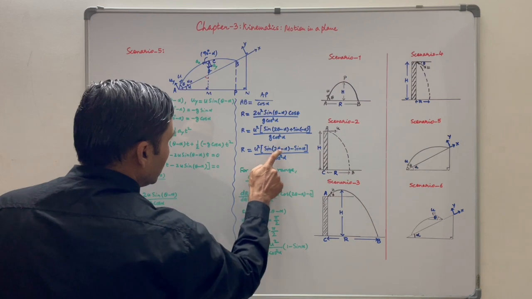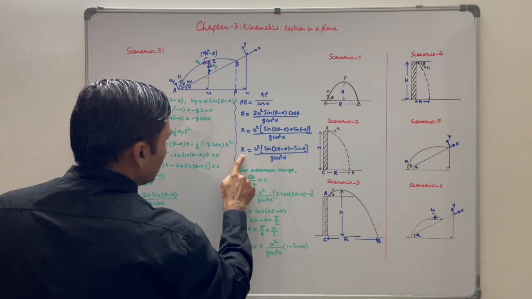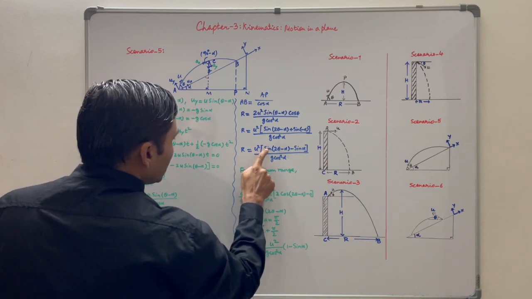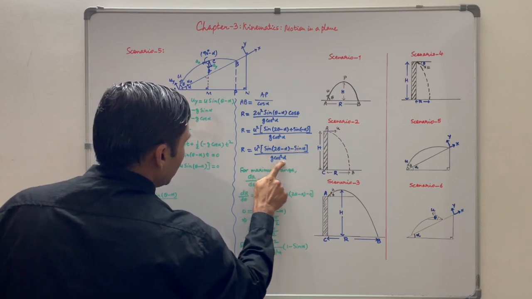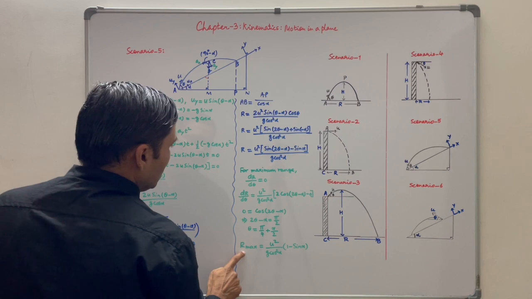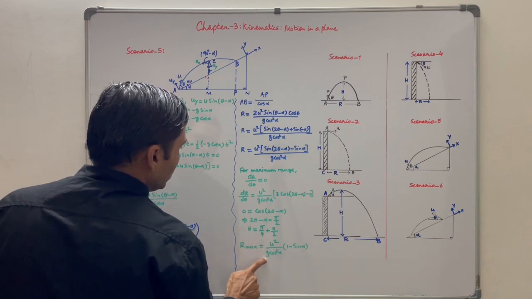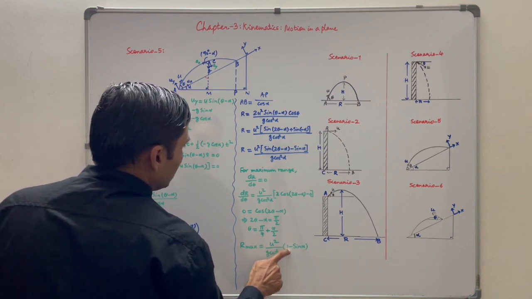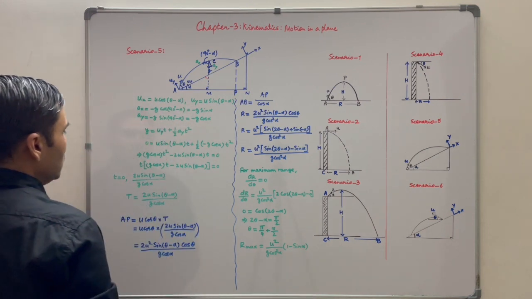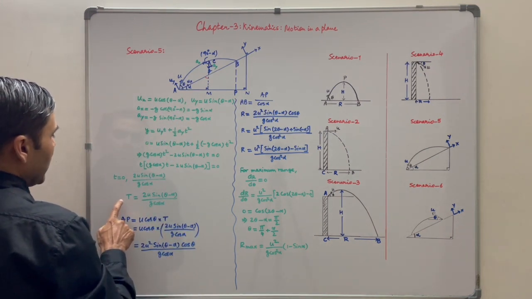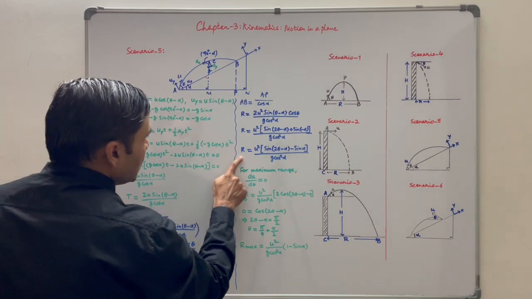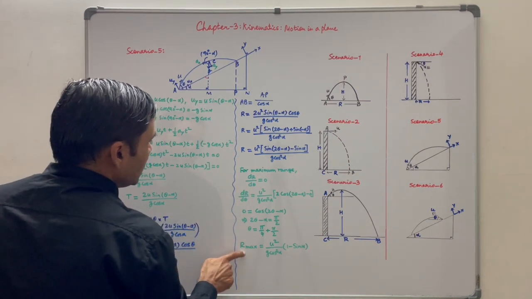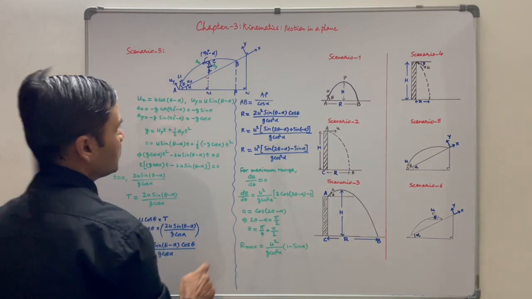Putting this value here, maximum range will be equal to u square (sin 90 minus sin alpha) upon g cos square alpha. So R maximum will be equal to u square upon g cos square alpha into (1 minus sin alpha). So you may keep in mind these formulas: time of flight, range, maximum range, condition for maximum range.